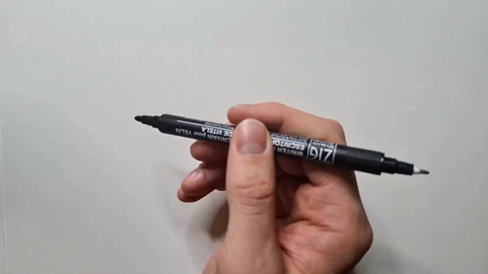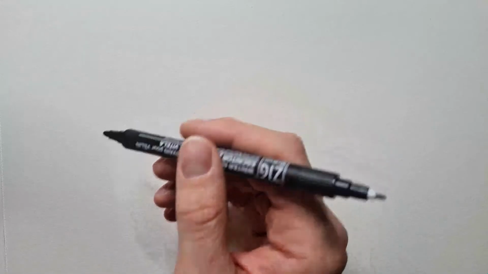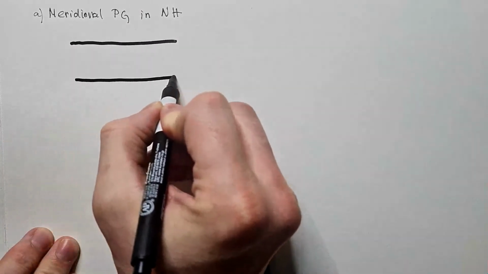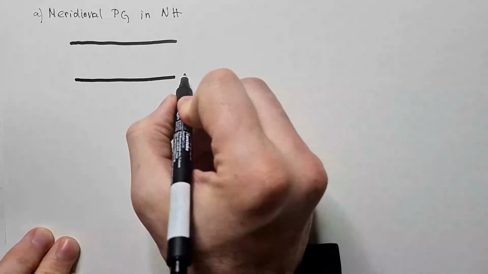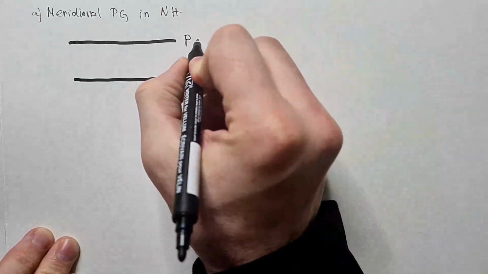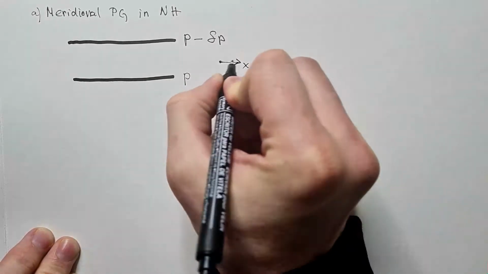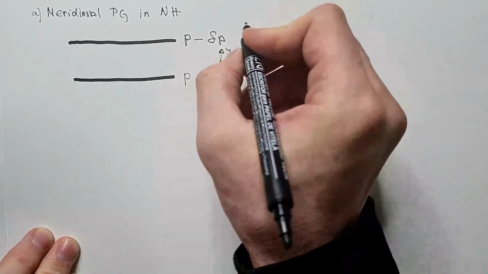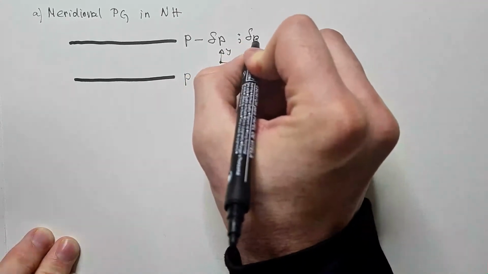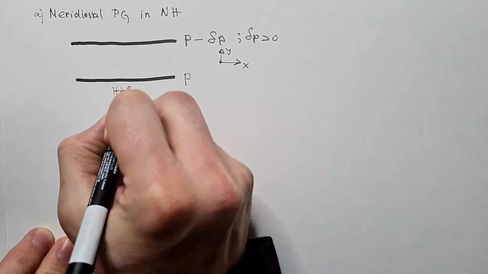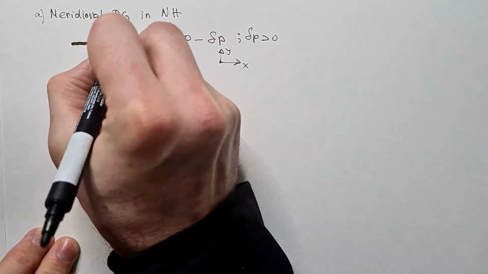Now let's look a little bit geometrically at how these winds look. Let's assume first we have a purely meridional pressure gradient in the Northern Hemisphere. That would look like this. So here I would have pressure P, here I would have P minus delta P, let's say. This is my X direction, this is my Y direction. Keep in mind that this delta P difference has to be positive, so this is high pressure, this is low pressure.